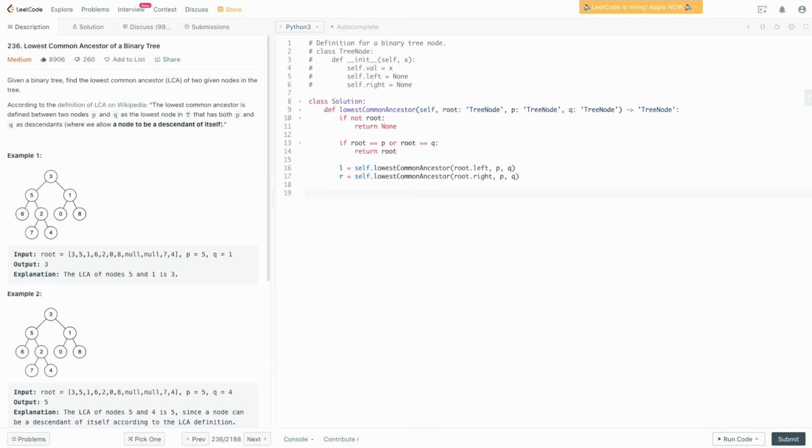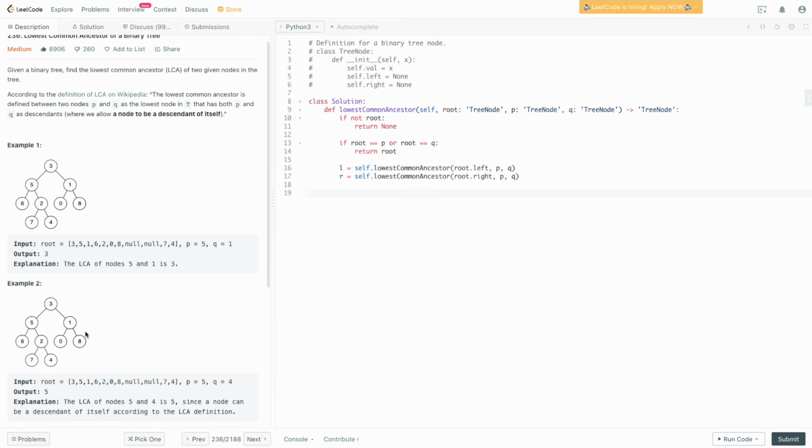And now we have left and right. Remember, if left and right are both non-null, then that means the current node that we're at, this root, has to be the lowest common ancestor. For example, we're looking for 5 and 1 here. So 5 would return non-null and 1 would return non-null, right? It would return 5 and 1 respectively. That means that 3 is the lowest common ancestor.